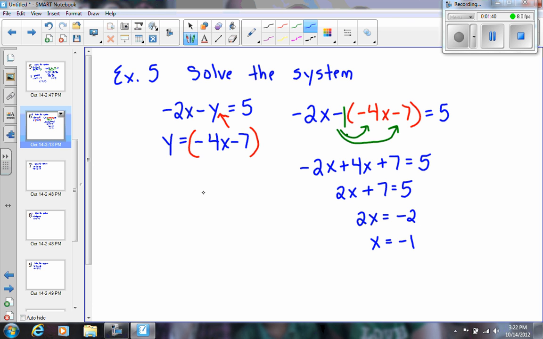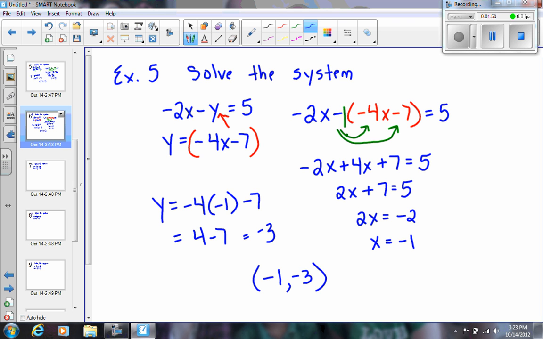Now that I know x, I still have to find y. So I'm going to take that and substitute. I could substitute it into either equation, but this one's easier because it's already solved for y. So I get 4 minus 7, which is negative 3. So then my solution is negative 1, negative 3, which means if I graph these two lines, this is where they cross, and this is called the solution to my system of equations.